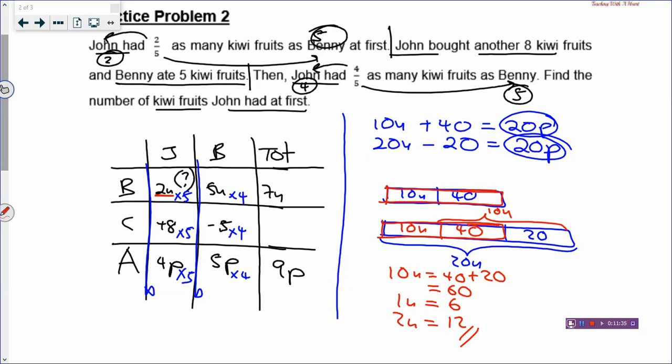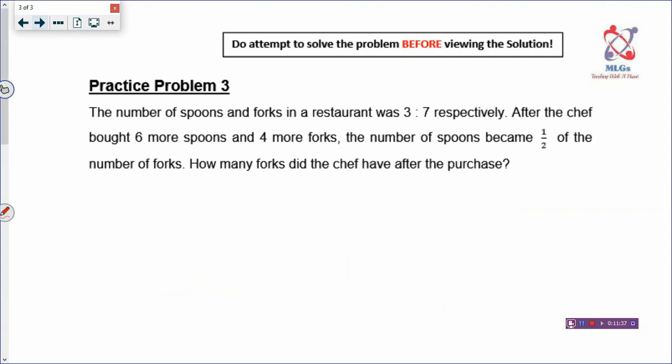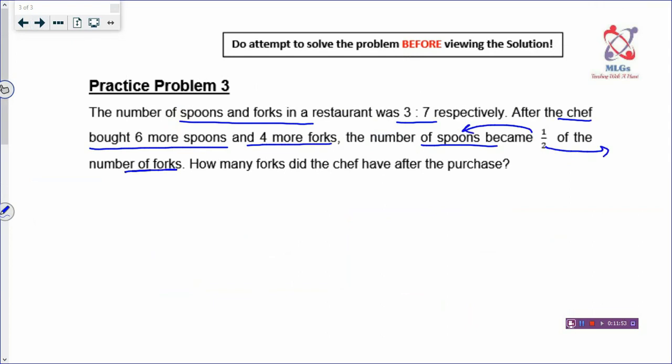So let's go to question number 3, the last question. Now, the number of spoons and forks in the restaurant was 3:7 respectively. After the chef bought 6 more spoons and 4 more forks, the spoons became 1/2 of the forks, which means that the spoon has 1 and the forks has 2 units, or 2 boxes or whatever, alright, 1 and 2. So how many forks did the chef have after the purchase?